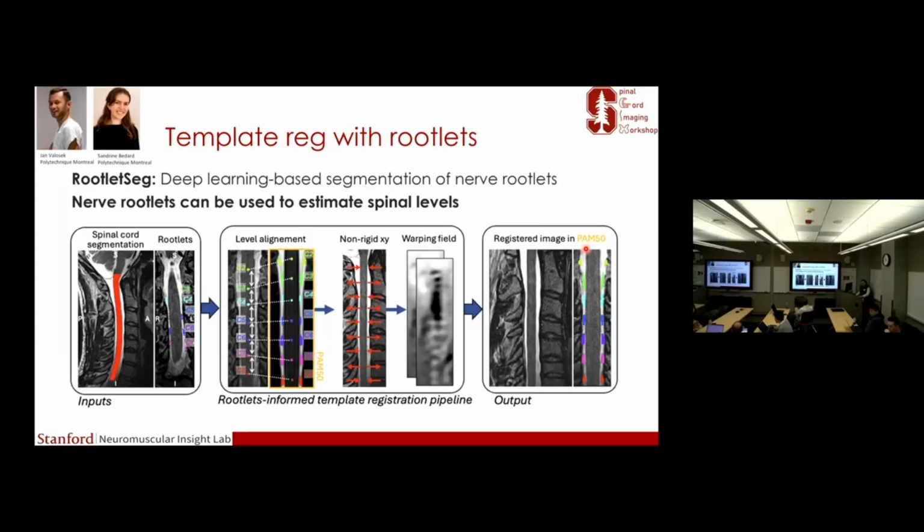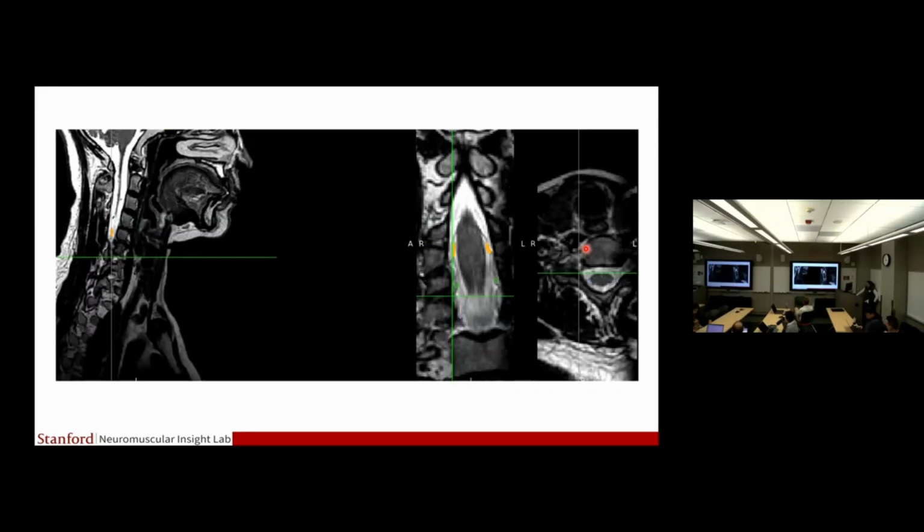Yes. Can I ask a question in between? Yeah, of course, I would love it. Yeah, for you, so how accurate do these rootlets need to be segmented for the labeling to work? Since, I mean, the more rootlets segmented, the better. This is like the perfect case that you want, if you have really all the rootlets you can see from the spinal level.